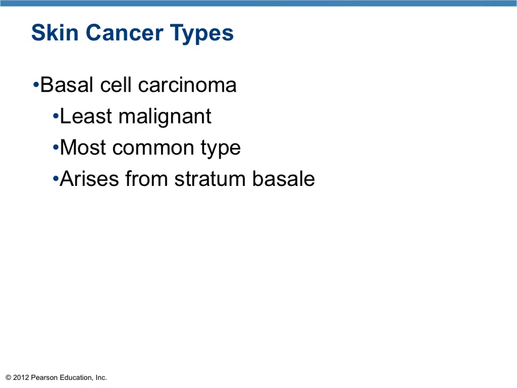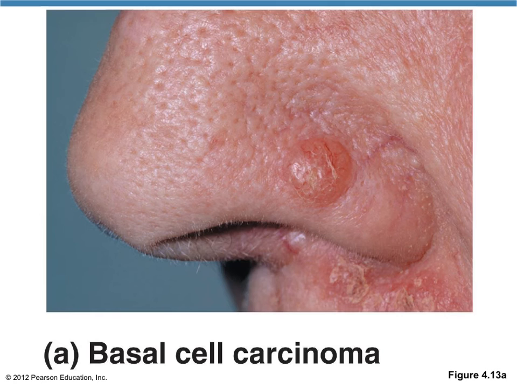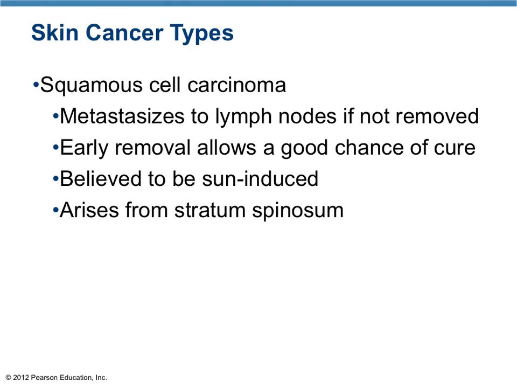There are several different types of skin cancer, and they're labeled as such because of the type of cell that leads to the tumor. So a basal cell carcinoma arises from the stratum basale. It's the least malignant type of cancer and also the most common, which is kind of nice because it's very easily treated. So in this picture, you can see this small growth is the basal cell carcinoma.